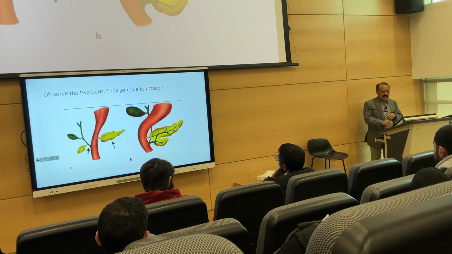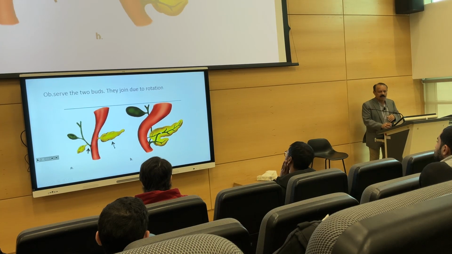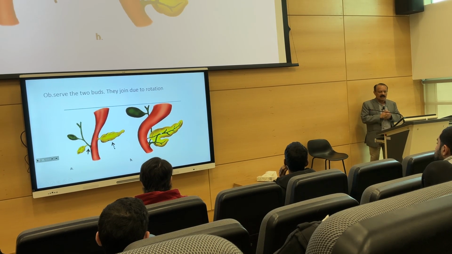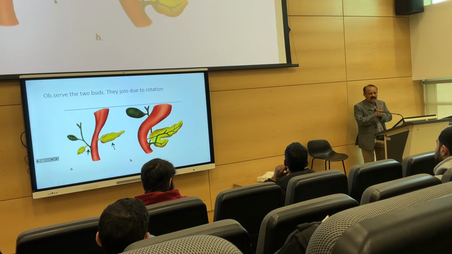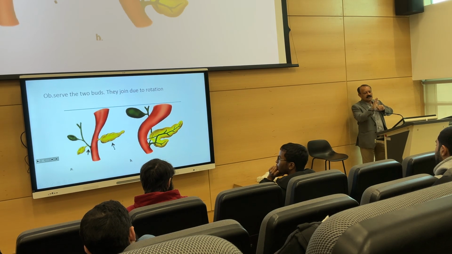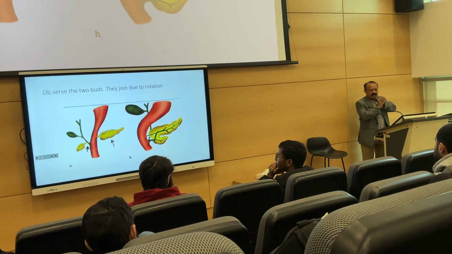Now the obvious question is, why is the dorsal bud not moving? How come the ventral bud is moving? The dorsal bud is there because there is an artery over there called the superior mesenteric artery. The dorsal bud is over there, the artery is there, and it prevents the movement.